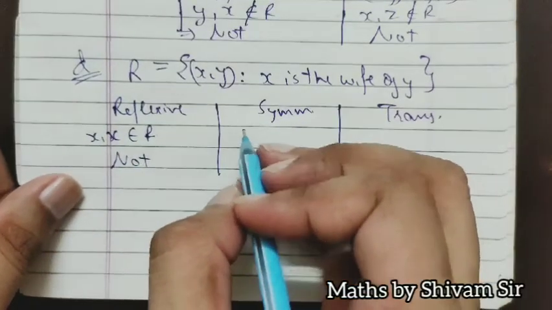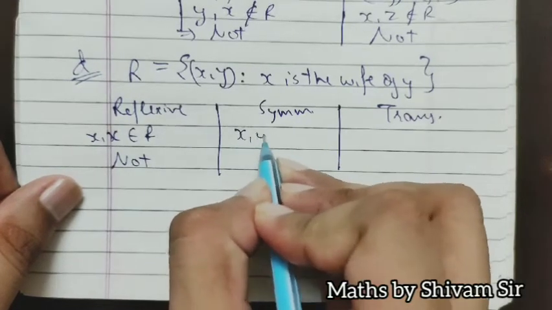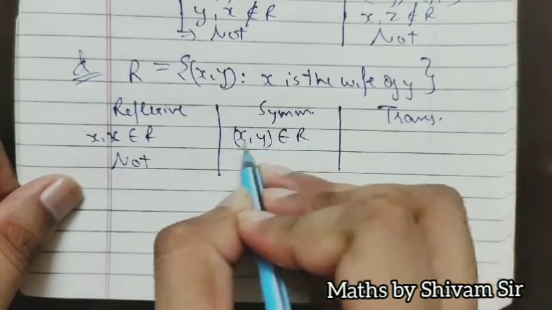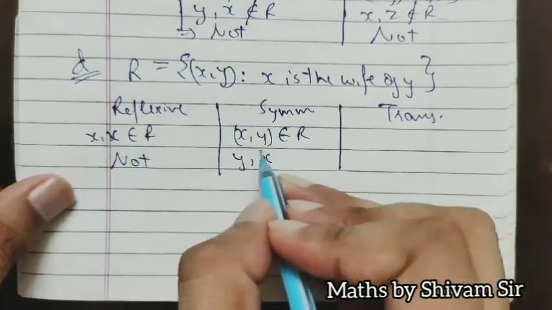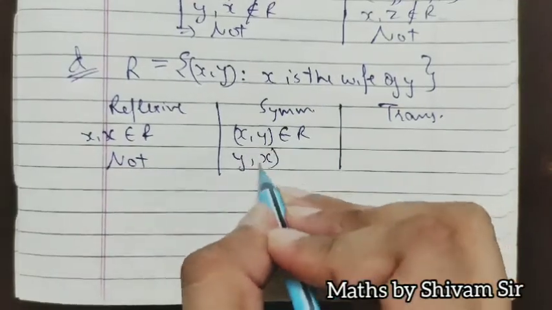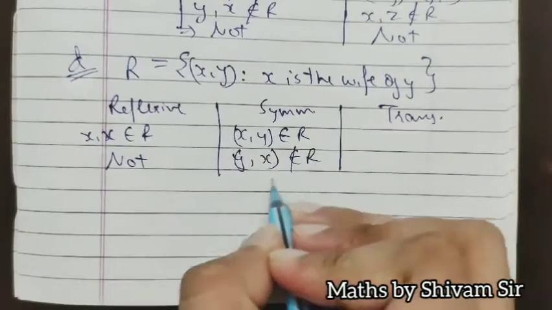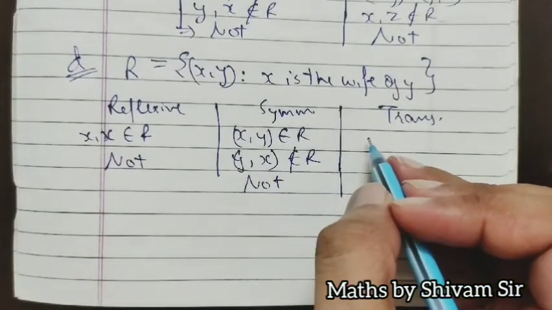Let's move on to symmetric. Suppose (x,y) belongs to R. x is the wife of y, so y cannot be the wife of x. When x is the wife of y, y will not be the wife of x, y is the husband of x. So this does not belong to R. So this is not symmetric also.